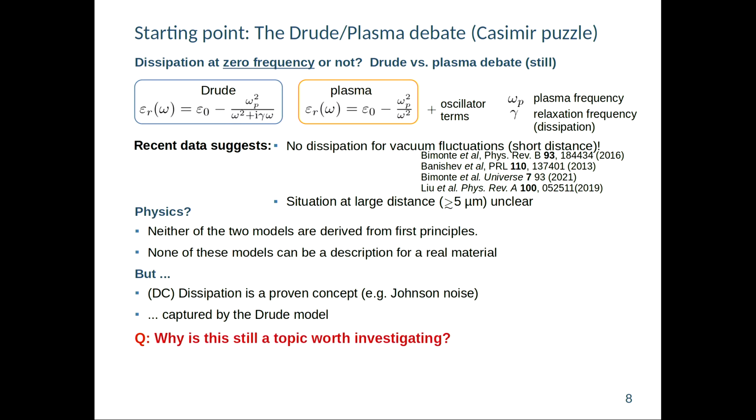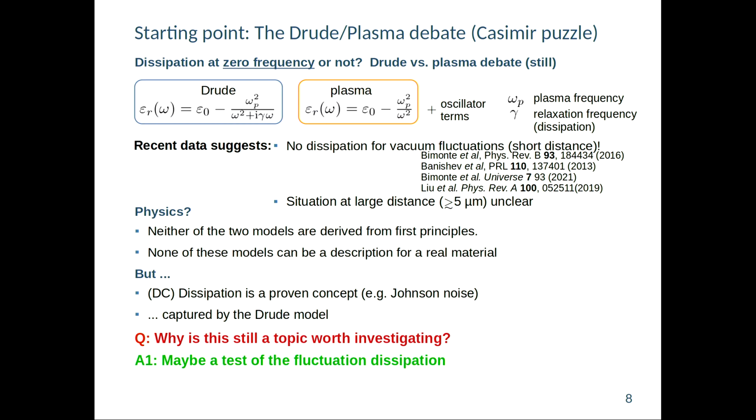Okay, so why is this still worth to be investigated? There has been a discussion in the literature for more than 20 years now, and this is also why this has gotten the name Casimir puzzle, actually. There are other puzzles connected with similar differences between the models, but I will not talk about those.